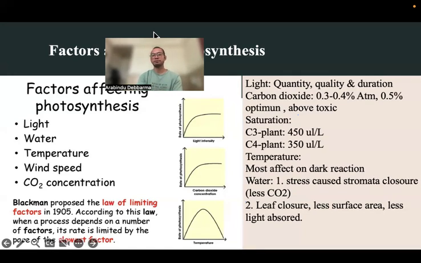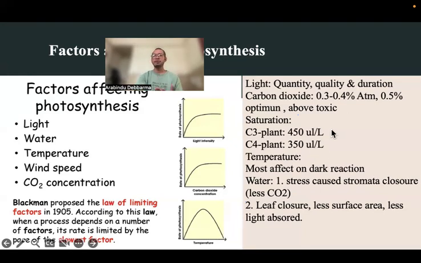Carbon dioxide, 0.5% is considered as optimum, 0.3 to 0.4% is our present atmospheric level, and 0.5% is considered as optimum. Above 0.5% level, carbon dioxide may be harmful to the plant. In the case of a C3 plant, it usually takes 450 microliter of carbon dioxide. In the case of a C4 plant, it takes only 350 microliter.